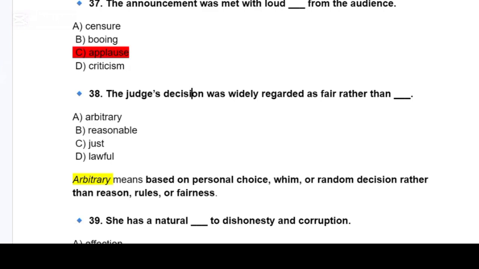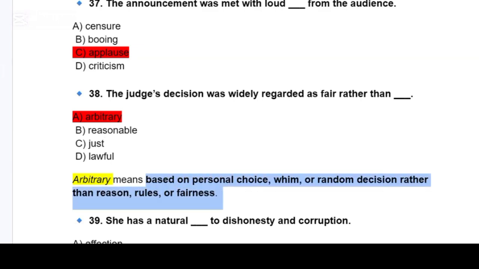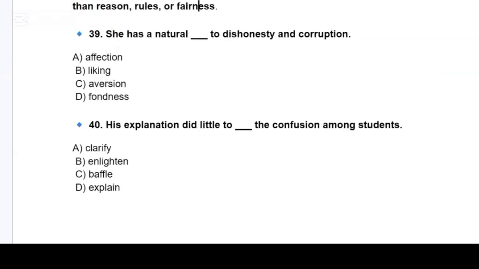The judge's decision was widely regarded as fair rather than dash. So, the judge's decision was fair rather than, we need an opposite here, rather than arbitrary, reasonable, just, or lawful. So arbitrary here is correct because fair is also synonymous with just, lawful, and reasonable. Arbitrary is based on personal choice, whim, or random decision rather than reason, rules, or fairness.